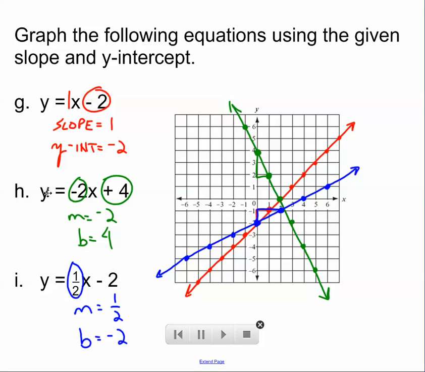Okay, so slope-intercept form, a very quick and easy way to graph lines and write equations for lines given a graph of a line. We'll see you soon.